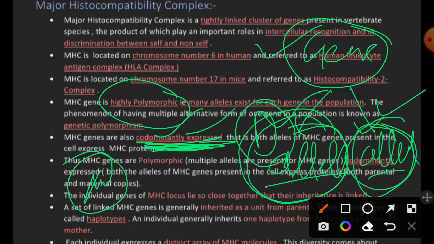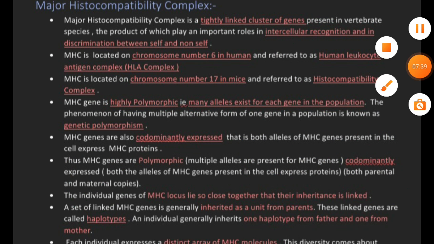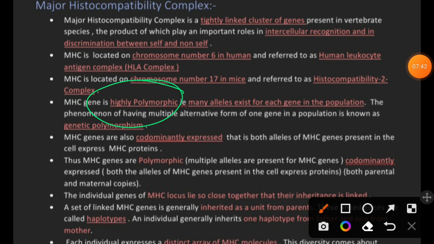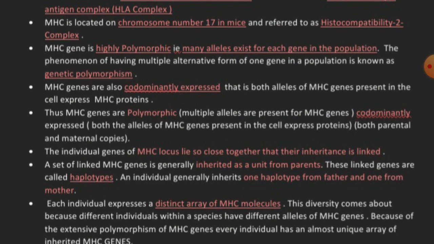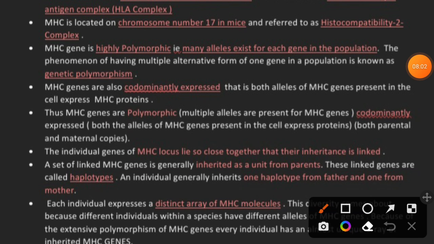Okay, so MHC genes are highly polymorphic. That means they have multiple alleles for one gene, and they are codominantly expressed. That means all the alleles will be expressed to give us protein. Okay, so these are two important characteristics of MHC genes: they are polymorphic and they are codominantly expressed. Another important thing is that MHC genes are very closely linked.